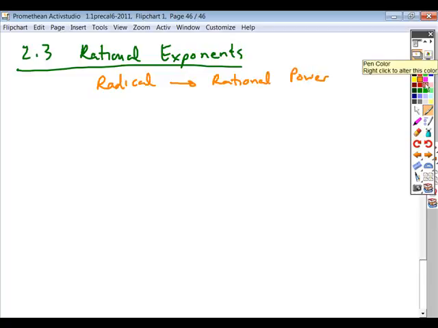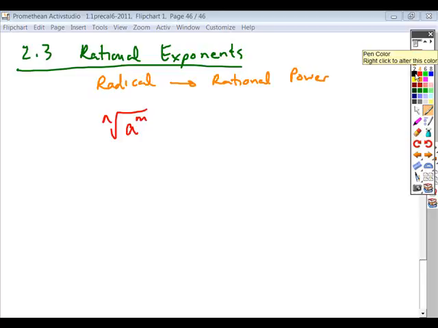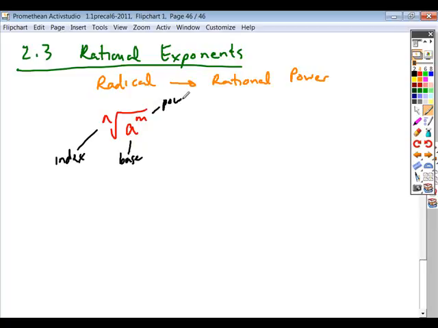Okay, so if we look at just the basic form of a radical, the nth root of a to the m, you need to remember the different parts, the index, base, and power. Because when we relate this to a rational power, the base stays the same, the power stays the same, the index becomes the denominator of the rational power.